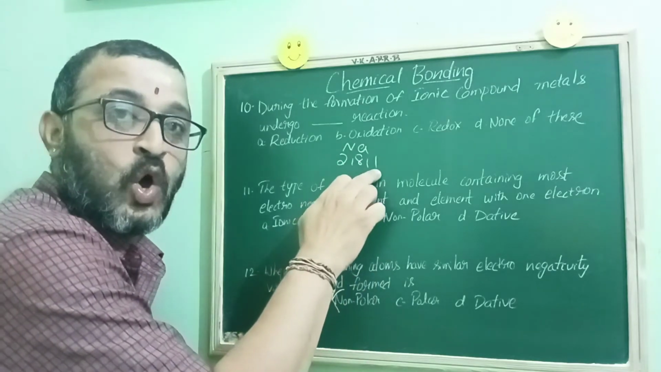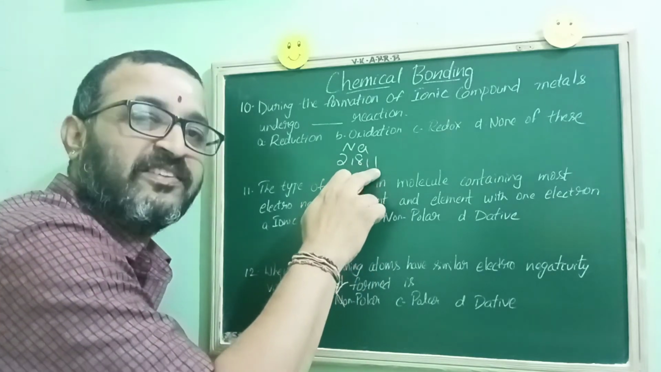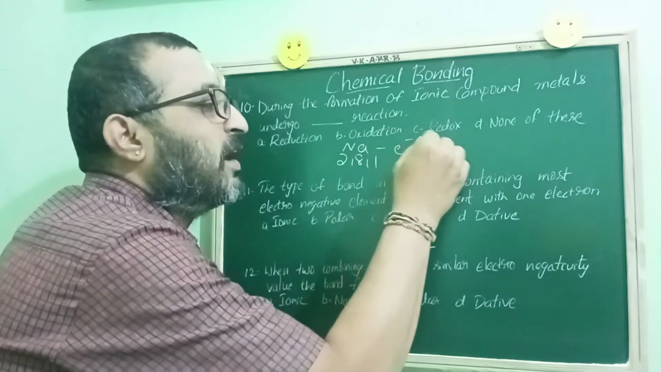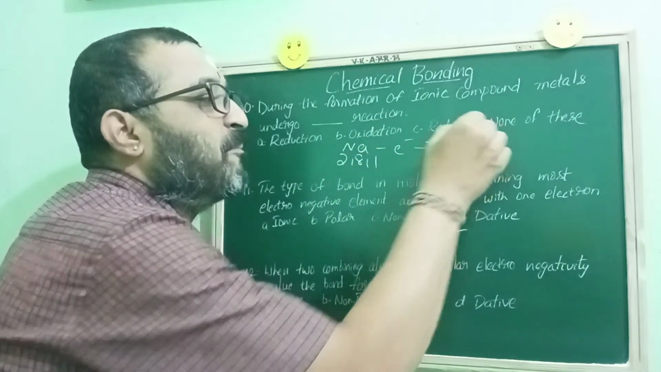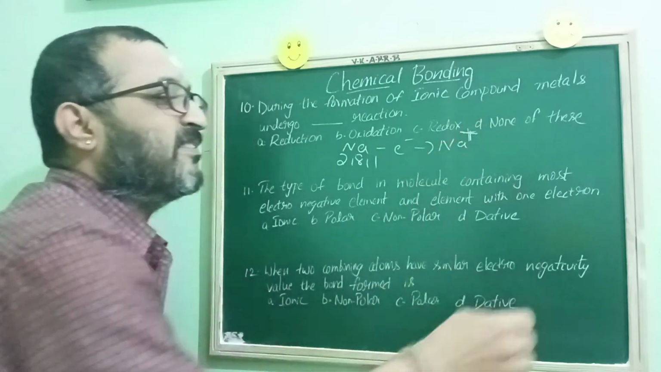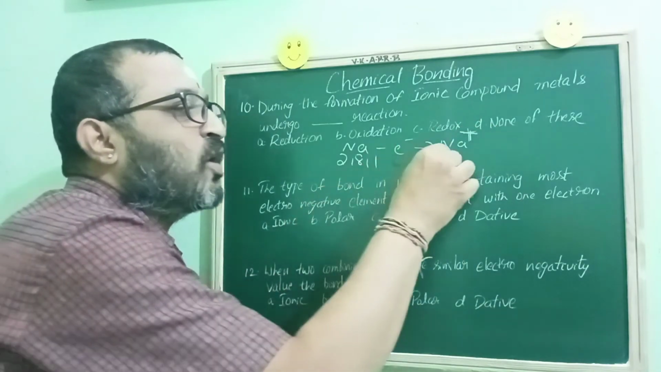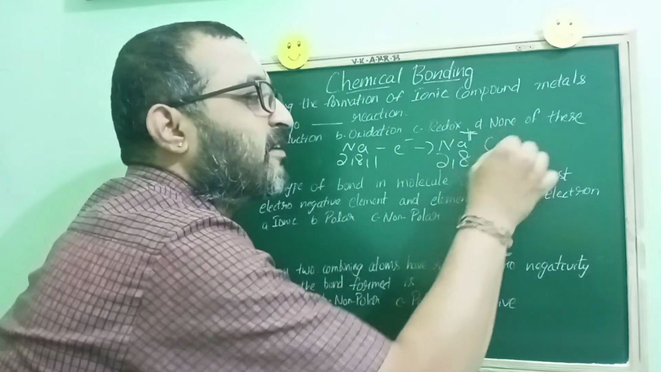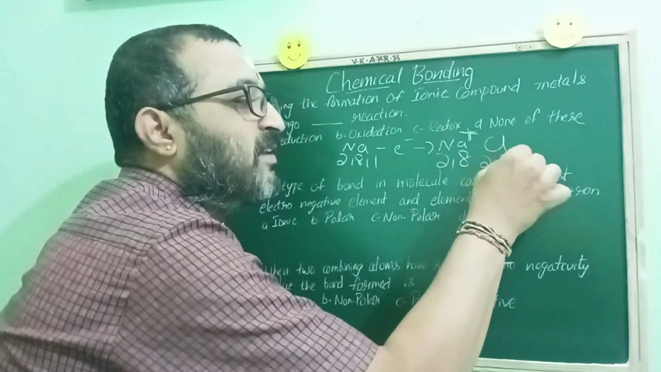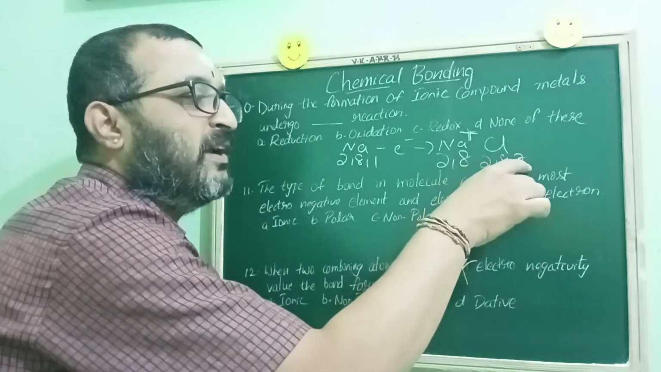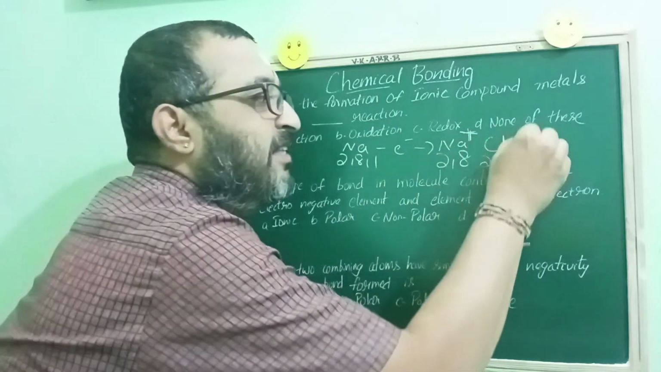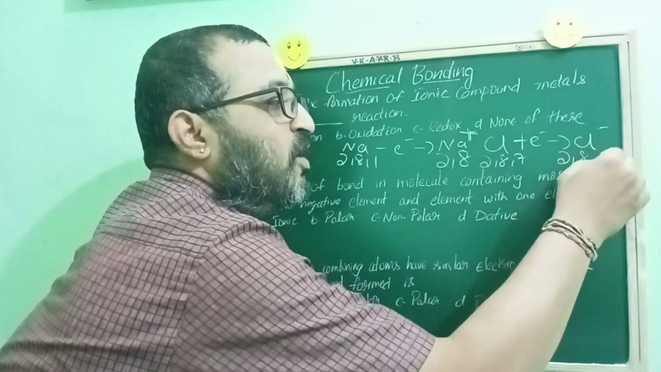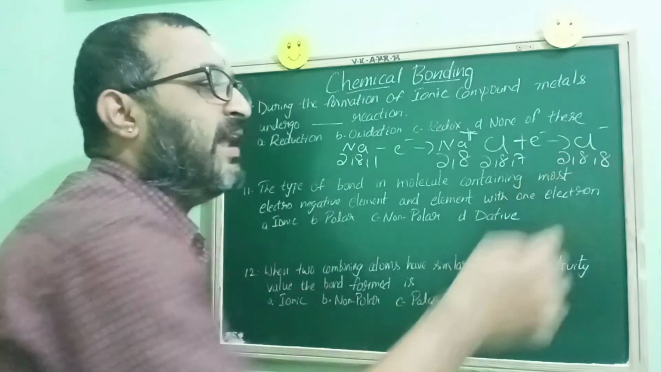Is it stable? No. When it will become stable? When it loses one electron that is present in the outermost shell. So Na will lose one electron to form what, children? Na plus. Now common sense says that who will accept this electron? The electron lost by Na is accepted by Cl. Why? Because the electronic configuration of Cl is 2, 8, 7. So after it gains that one electron, it will become Cl minus, whose electronic configuration is 2, 8, 8.